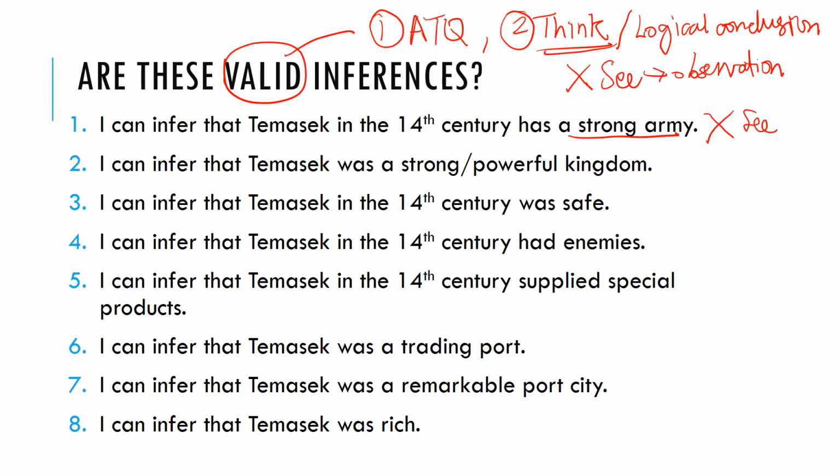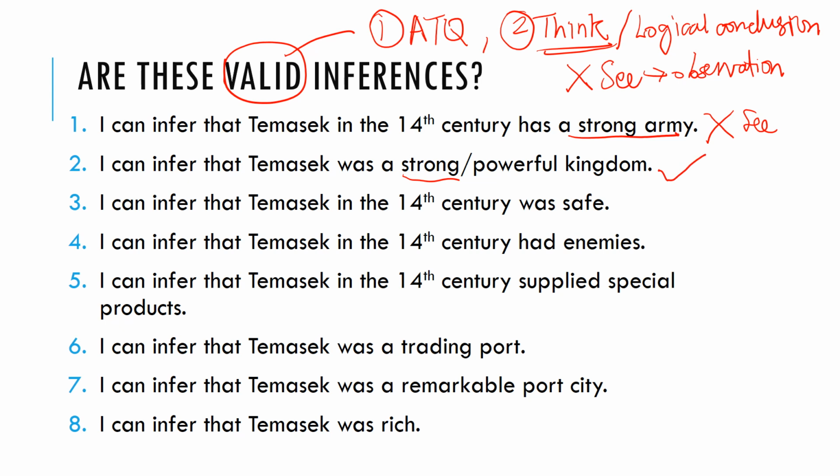Okay, this one's a bit tricky, right? Technically, you see the word strong in the source. However, the word strong there is linked to the word strong army. Therefore, if there is a strong army, is it fair to think that Temasek is a strong kingdom? Yes. Therefore, this is considered a valid inference.